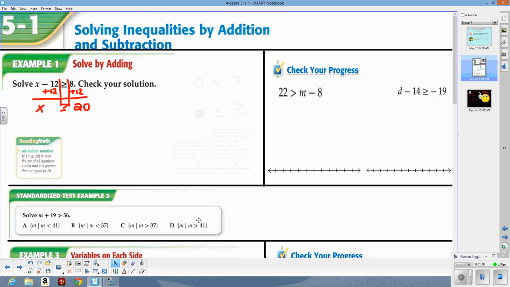This answer is often written in what's called set builder notation. Set builder notation looks like this. For this particular problem, we would write x, and then we put a line, in x, and then greater than or equal to 20, and then close it off. And that's read the set of all numbers x such that x is greater than or equal to 20. This is how you will be writing your answers on your assignment.